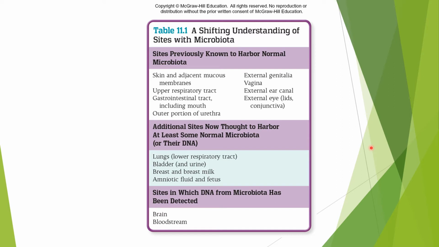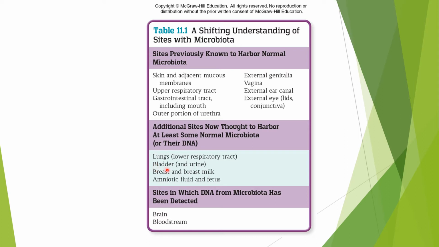Now these are some of the sites that we previously knew have normal microbiota. And again, with the Human Microbiome Project, they did confirm that, yes, indeed, those are the places where we do have microbes, and that's definitely our skin, our mucous membranes, for example, like the female vagina, the ears, even your eyelids, your mouth, of course, your GI tract, your urethra, where you void your urine. And then some additional sites that they figured out, okay, it does have normal microbiota: the lungs, and as I said, for the longest time, they thought the lungs were a sterile place, the bladder, and so therefore, the urine.